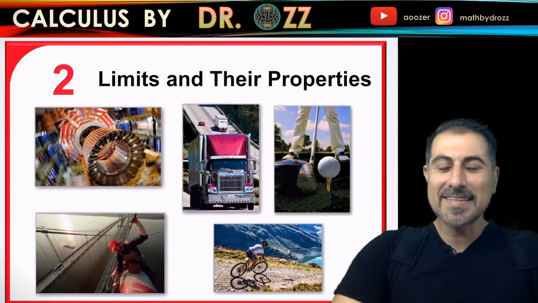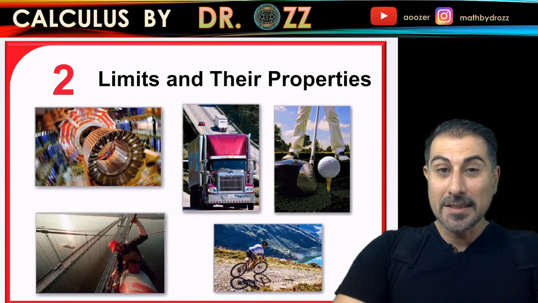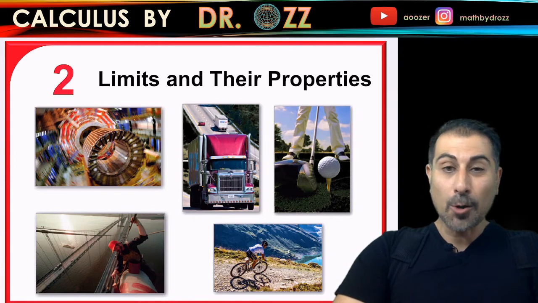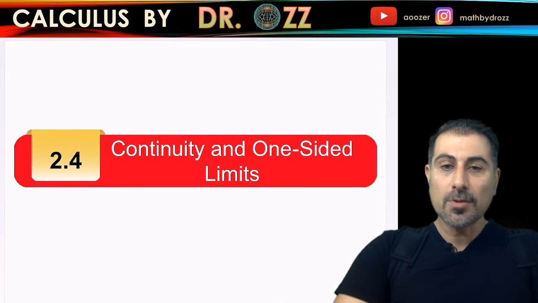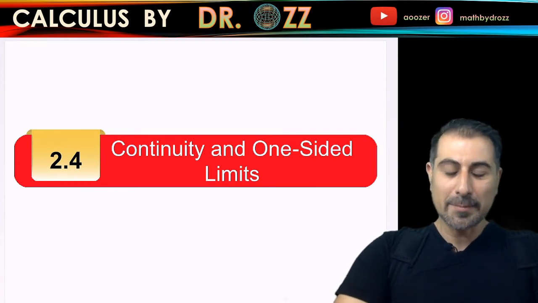Hello, welcome back. This is Calculus by Dr. Oz. I'm continuing covering Chapter 2 sections, and Chapter 2 is all about limits and their properties. And today we're going to cover 2.4, which is continuity and one-sided limits.